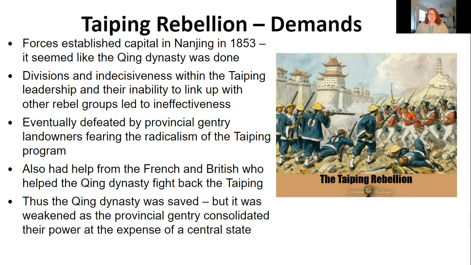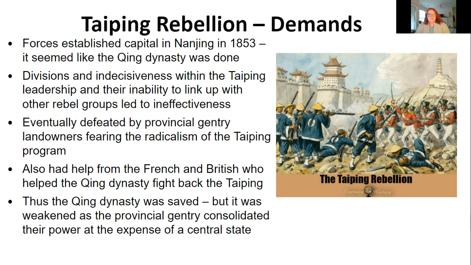But this is not where it ends. So their demands actually continue. The forces actually established the capital in Nanjing in 1853. It seemed like the Qing dynasty was done.